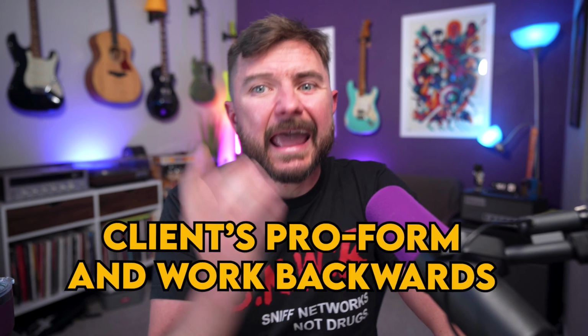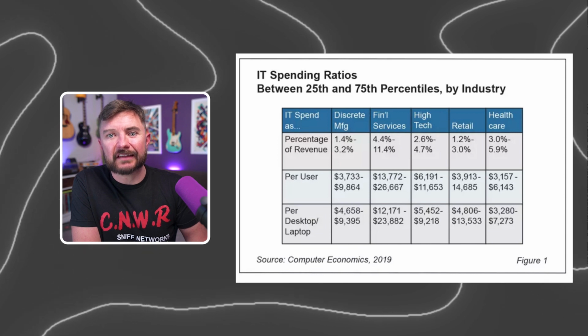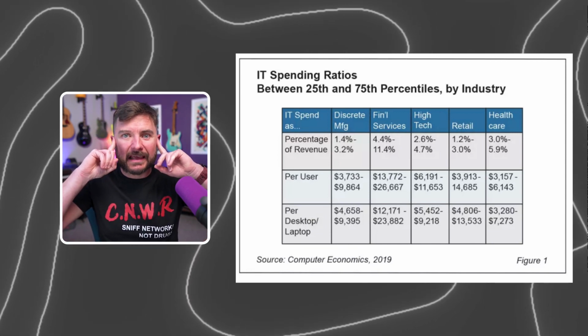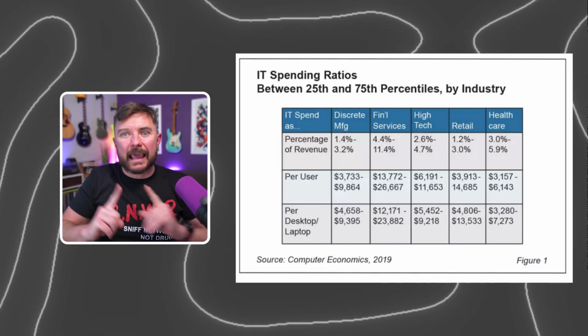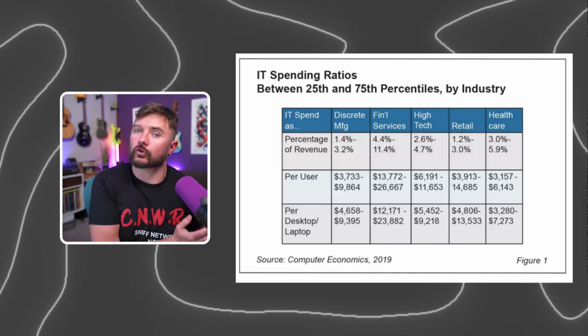And to do that, we need to take the client's pro forma and work backwards. Basically, how much can the client spend? Then how far can I beat that pricing? In the United States, IT spending ratios as a percentage of revenue. So in my head, I have to then compete with what they would spend in a normal business transaction, right? A large MSP or internal IT.